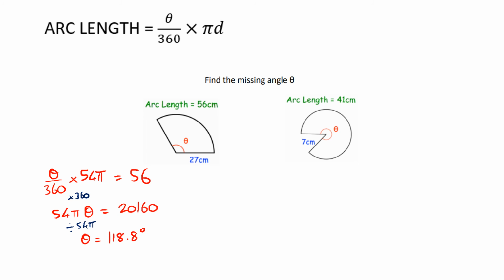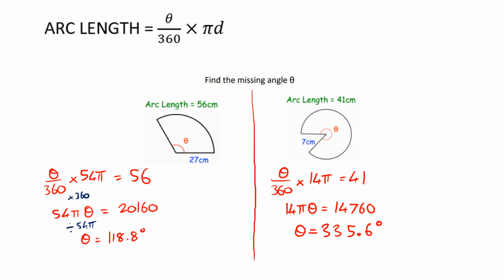So again, I'd like you to try the question on the right-hand side. I'll unpause the video with the answers in 3, 2, 1. And we'll get there. The theta is 335.6. Again, that looks about right. That is clearly more than a 3/4 circle. And a 3/4 circle will be 270 degrees. So yeah, we're in the right area.